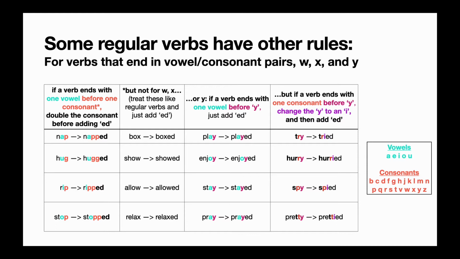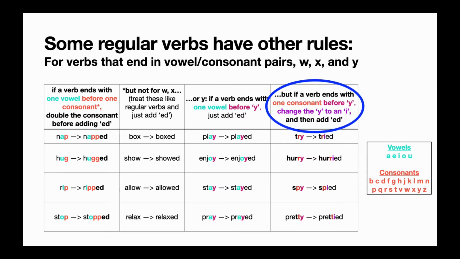And there's also some extra rules for the consonant Y. If you've studied spelling a little bit, you know that we say that the vowels are A, E, I, O, U, and sometimes Y. So Y has some special rules for it. So if you have a vowel before the Y, like play, you just add the ed. So play, enjoy, stay, pray, just add the ed.